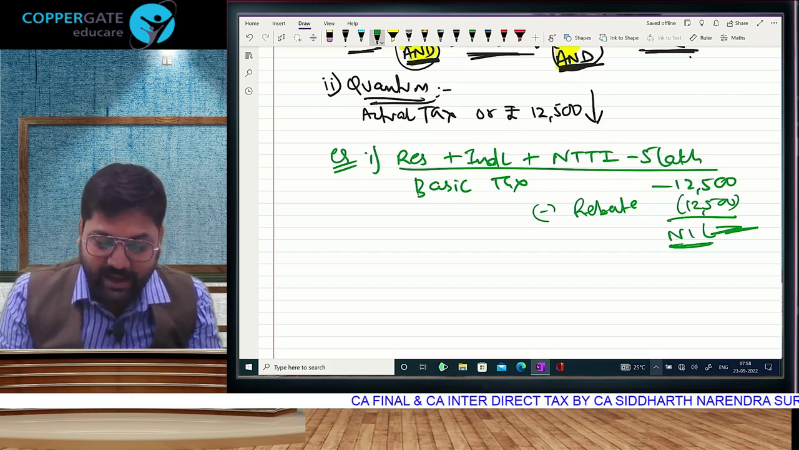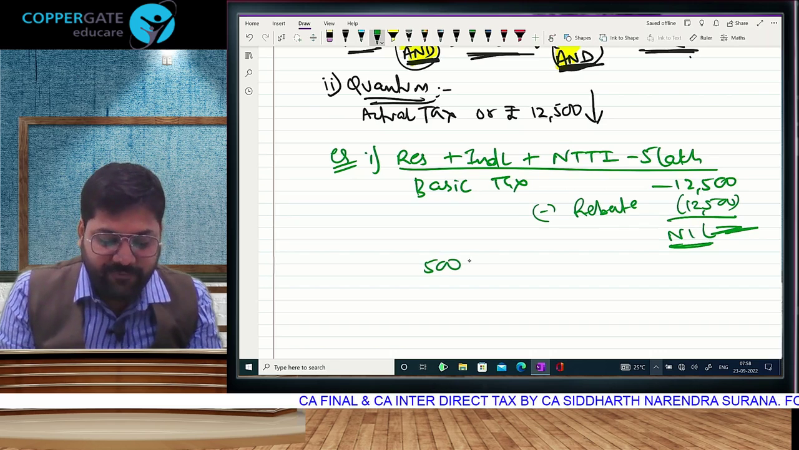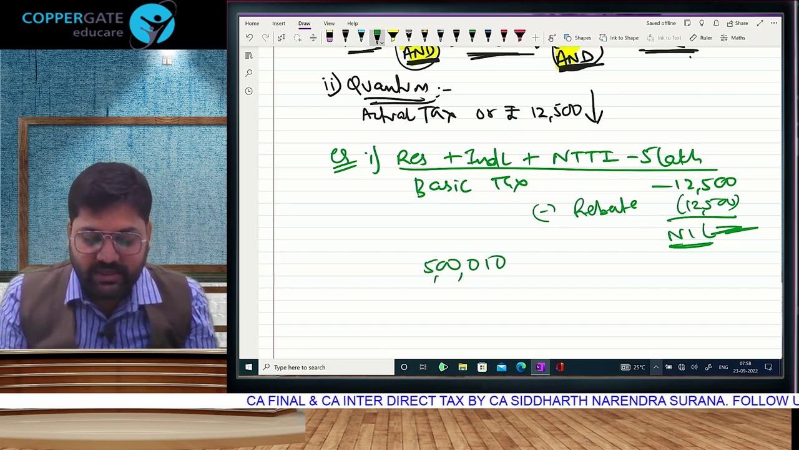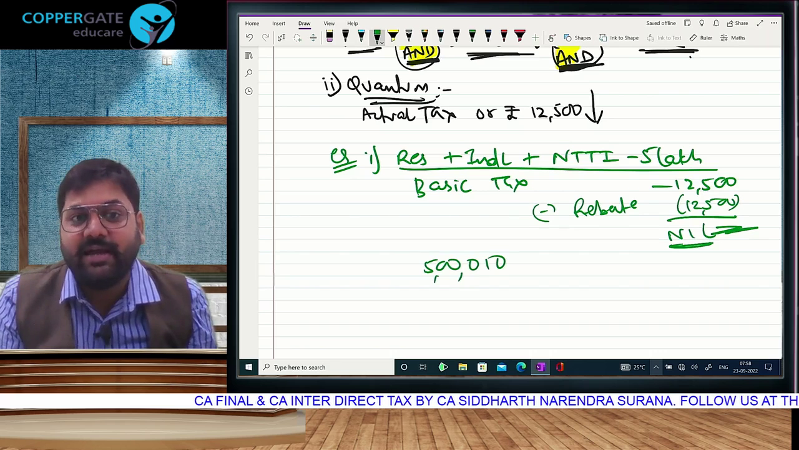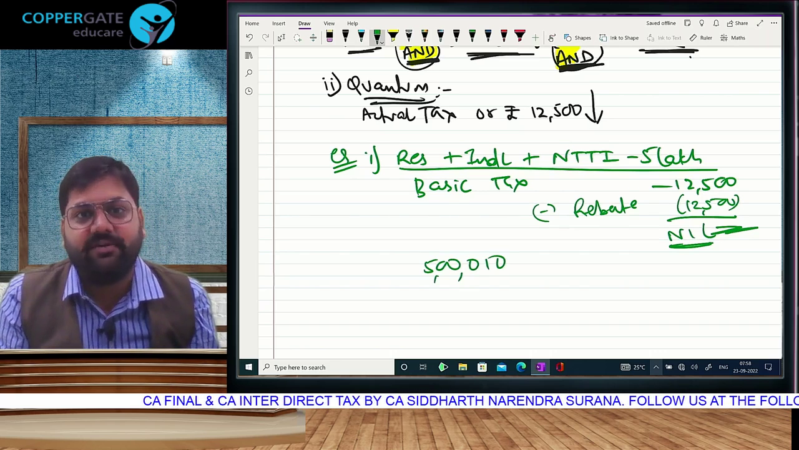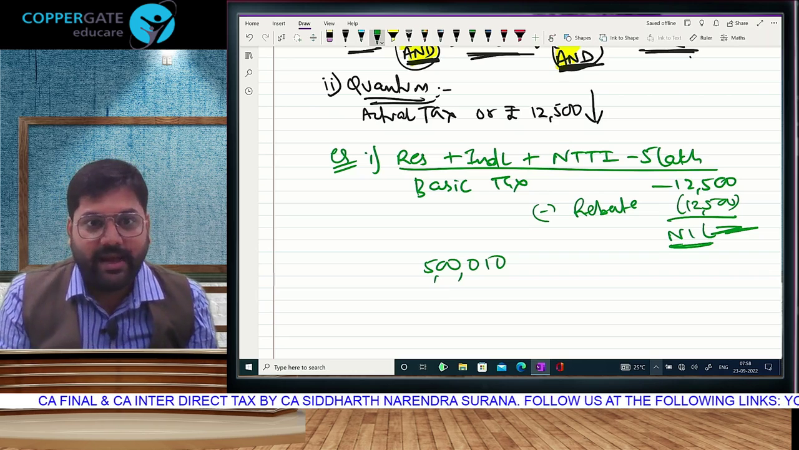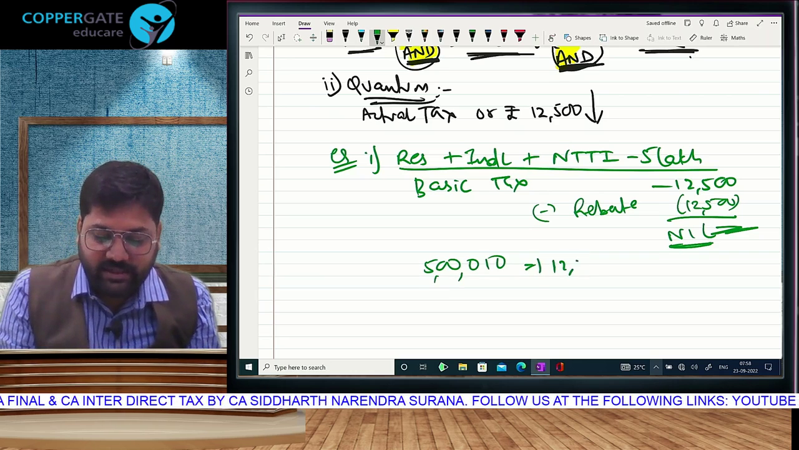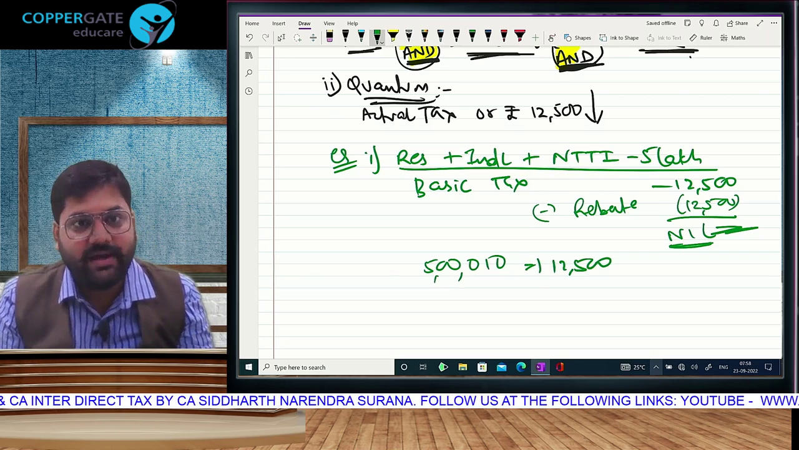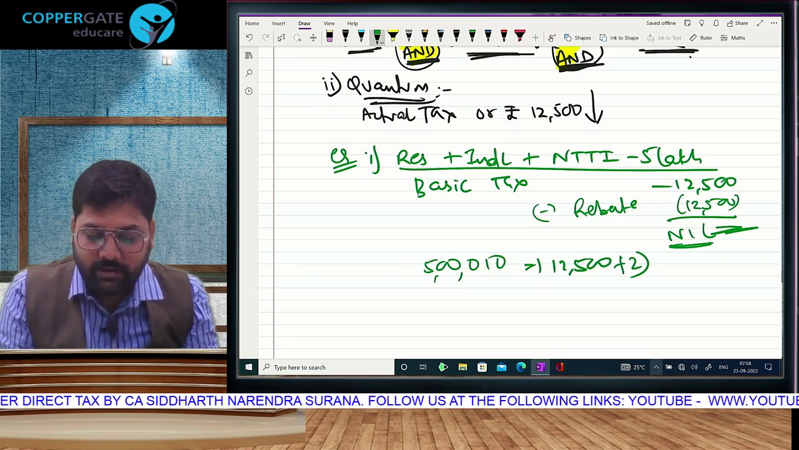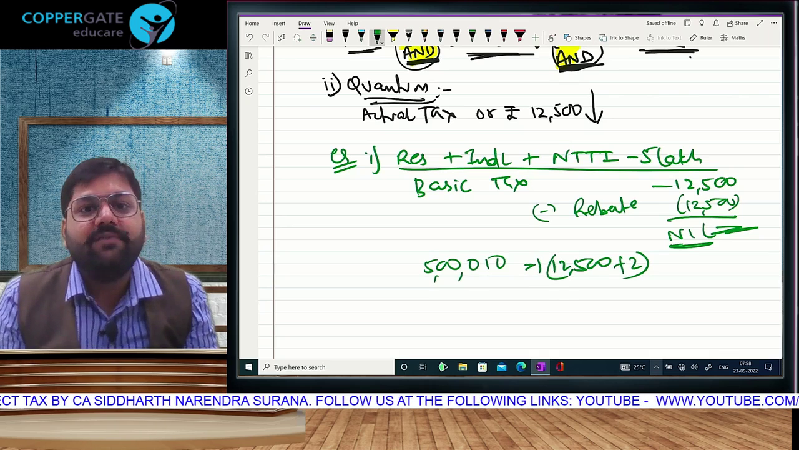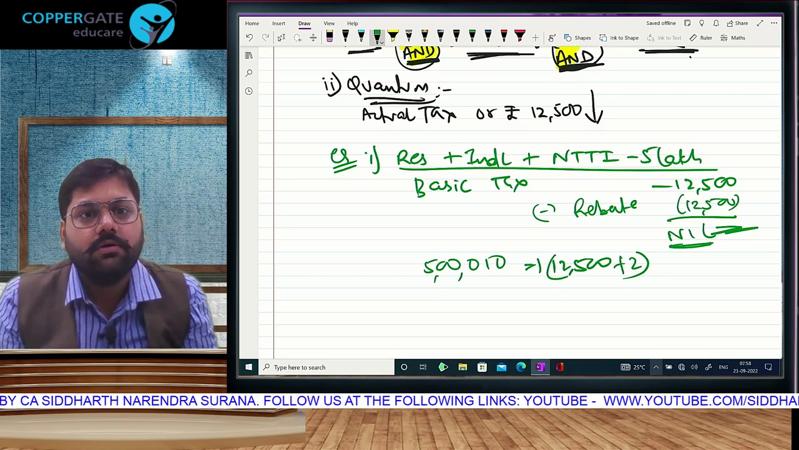I'll take an example which is not applicable for rebate. 5 lakh and 10 rupees. I am not purposely taking 5 lakh and 2 rupees because for rounding off it may become 5 only. 5 lakh and 10 rupees. We have to calculate tax. You understand, 12,500 is the tax till 5 lakhs plus 2 rupees. How? 10 will be taxed at 20%, no bro?